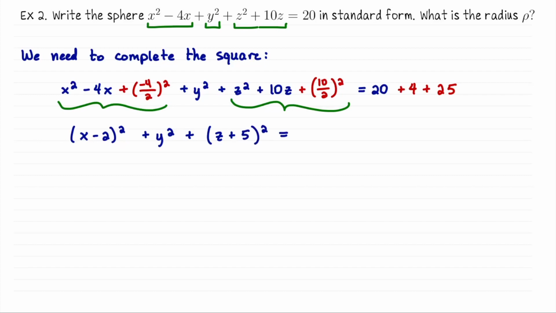You can always check what you've done here by just expanding those terms on the left-hand side, squaring out the x minus 2 squared and the z plus 5 squared, and see if you get back what you started with. Then over on the right-hand side, this equals 49. And now we've actually converted this equation into the traditional form for a sphere. We recognize that the center of the sphere is 2, 0, -5.